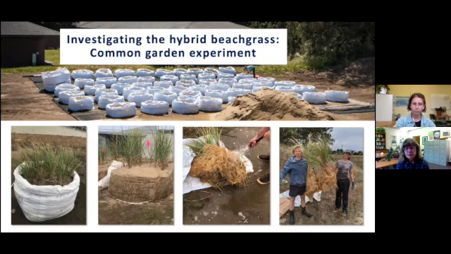And so this is work that Rebecca did. Again, she's over there in the background planting plants. And what she did was she planted the beach grass, so Ammophila arenaria and Ammophila breviligulata, and the hybrid, all in monoculture, so all by themselves in each one of these bags. And then she also pairwise planted Ammophila arenaria with the hybrid, or Ammophila breviligulata with the hybrid, to look at the interactions between all 3 species.